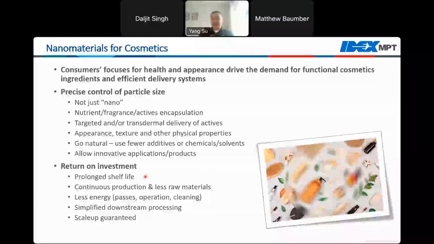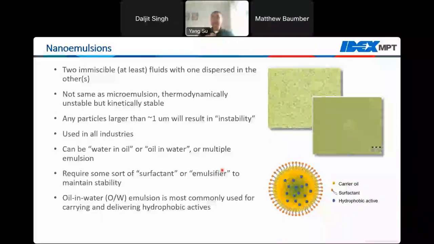I've mentioned a few already, such as increased shelf life. You can do continuous production, and waste less materials. You can save on the production cost. You can potentially simplify your downstream processing, and most importantly, your process is ready to scale up. You don't have to waste more time and energy to redevelop or reinvent your process on a larger scale. With that, I move on to my first example, which is nanoemulsions.